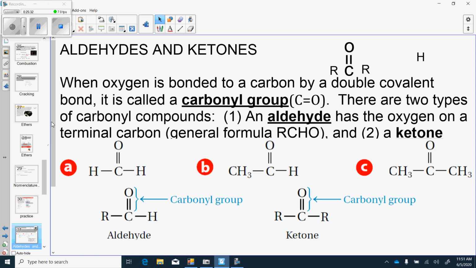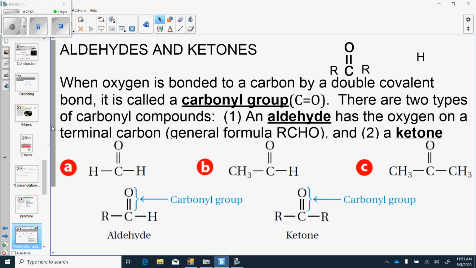Okay? Aldehydes and ketones. A lot of people are like, how do you remember which one's on the end? This is how I remember. Aldehyde starts with an A. The alphabet starts with an A. So if it's on the starting carbon, it's going to be an aldehyde. If it's on a middle carbon, it's going to be a ketone. So A for aldehyde, A for ABCs, starting at A.